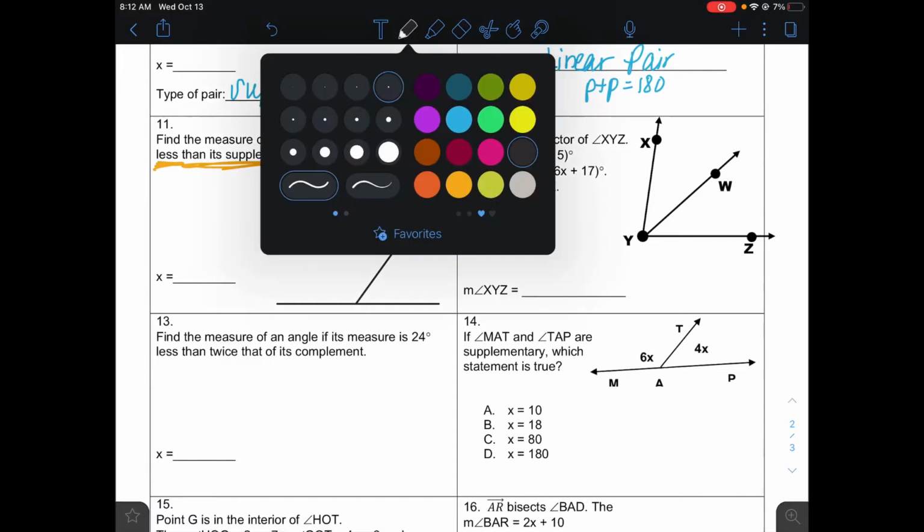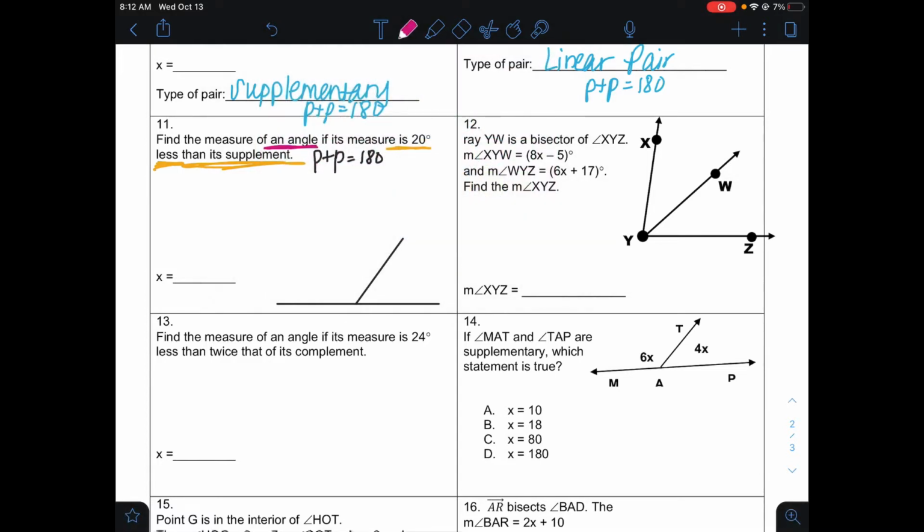Okay, so one of the angles, we'll just call it Y. And then the other angle, it says the angle that we're looking for is 20 units less than its supplement. So this one's going to be 20 units less than its supplement. All right, so let's go ahead and set it up.